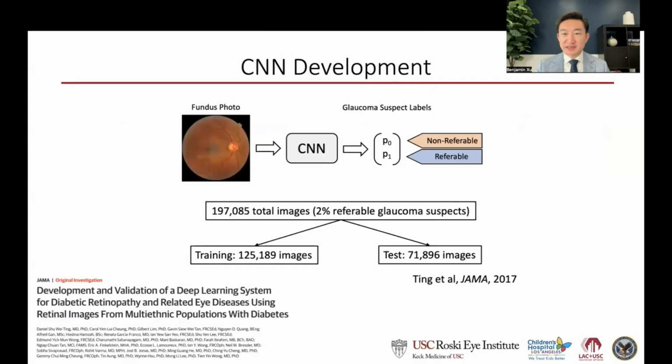Fundus photographs and deep learning were combined in this landmark 2017 study by Daniel Ting and colleagues that was published in JAMA. In this study, the research group used around 200,000 images, including 2% of the images that were referable glaucoma suspects. The fundus photographs were fed through a convolutional neural network that was trained to classify images as referable or non-referable glaucoma suspects.